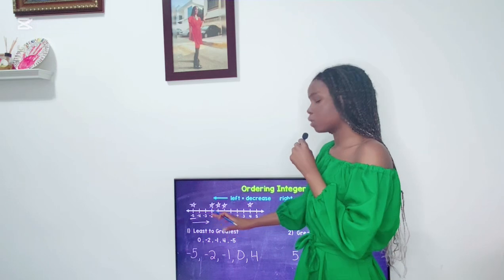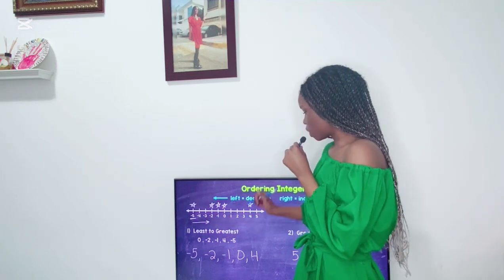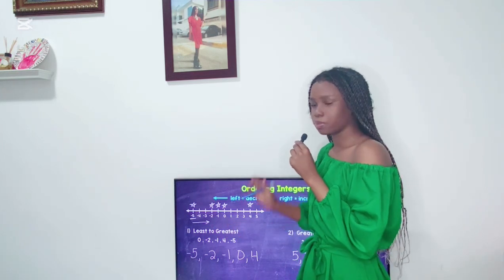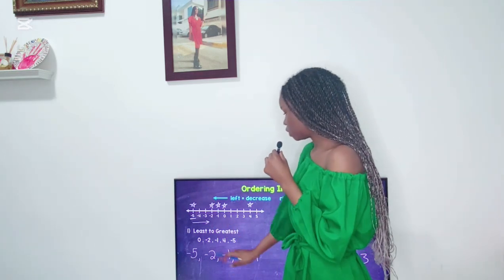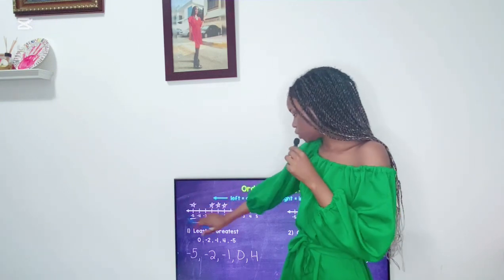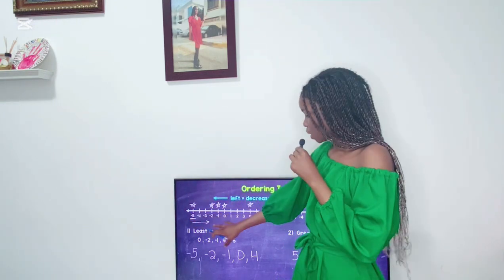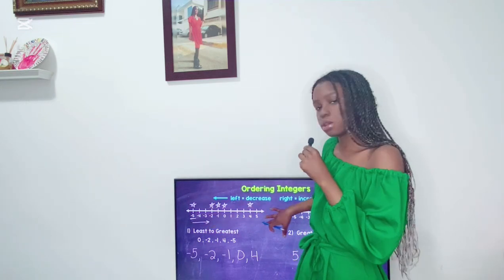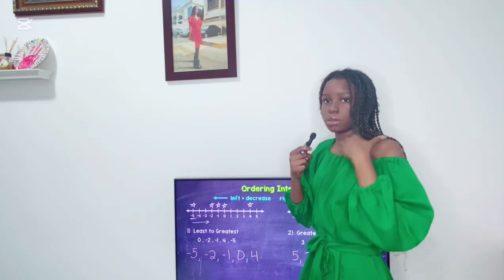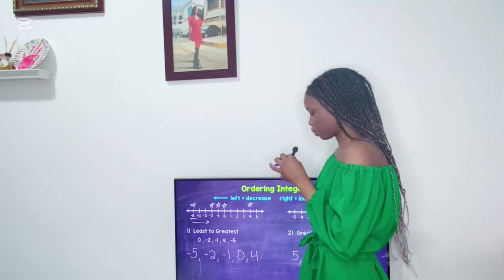But we also have to take a look at what they want us to do. Because as you see, they want us to go from the least to the greatest. So in other words, whichever one is over on the left, we're going to go from left to the right. So from left to right is basically what they mean. It's basically what we have to do.